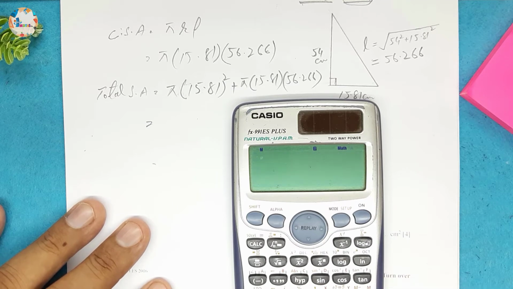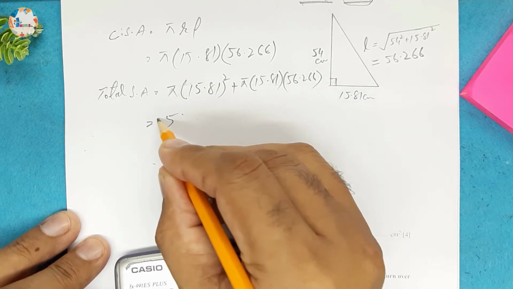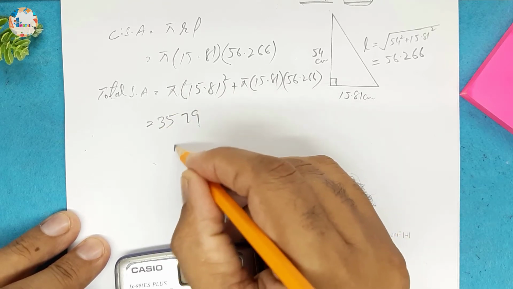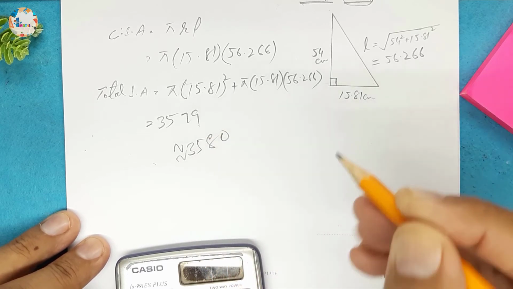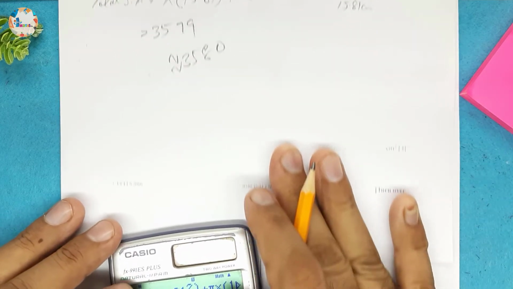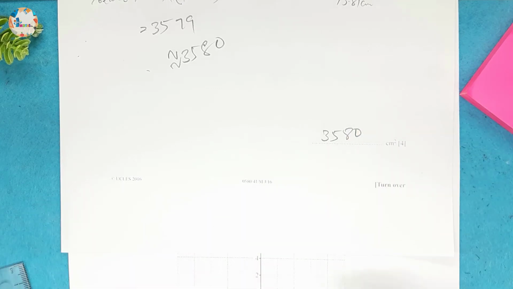So this will be equal to 3579, which is approximately 3580. This will be our answer, 3580 centimeters squared, because this is area.